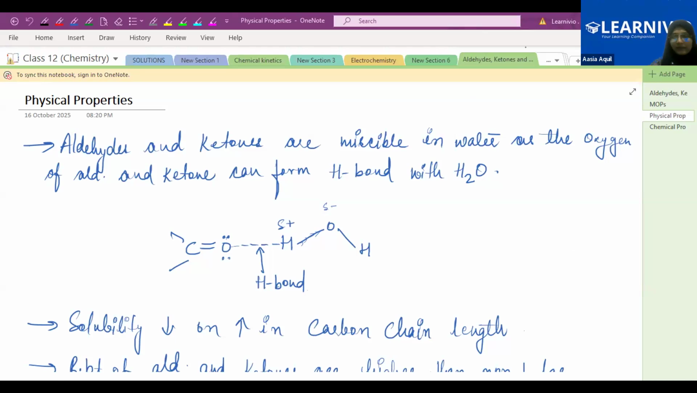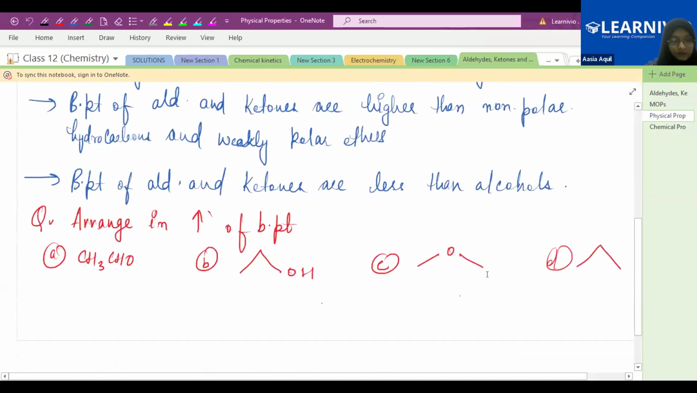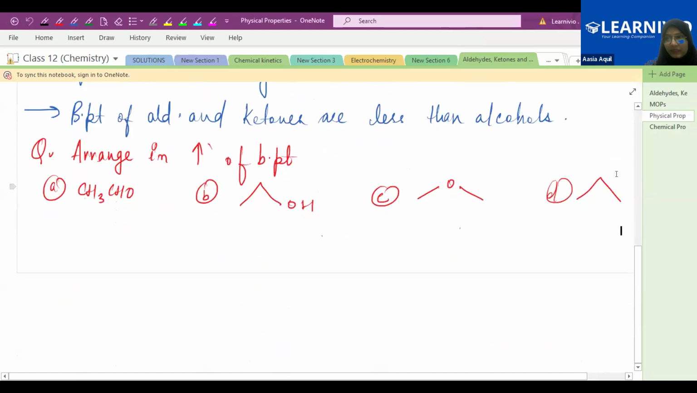Okay, so tell me, have we done the physical properties? Okay, so I think we have completed till the physical properties, right?